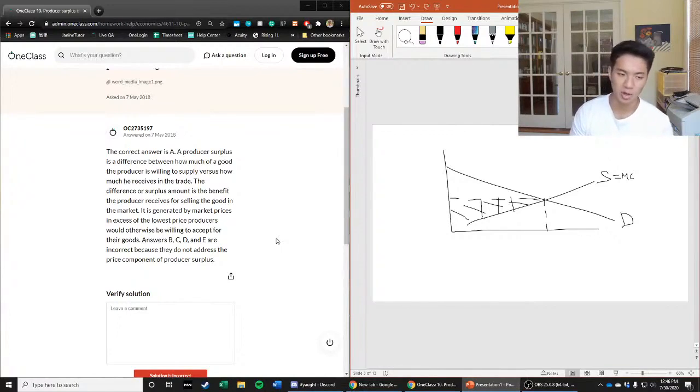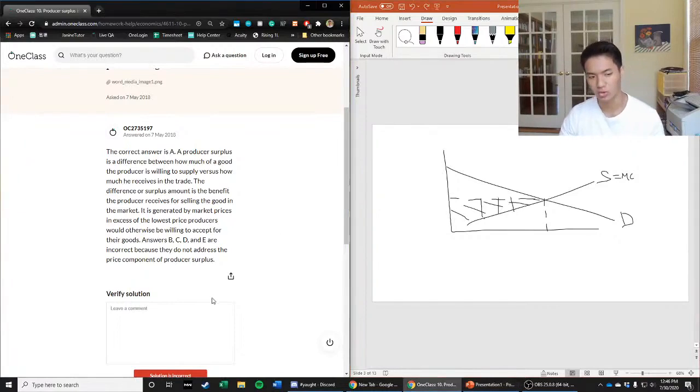It is generated by market prices in excess of the lowest price producers would otherwise be willing to accept for their goods. Answers B, C, D, and E are incorrect because they do not address the price component of producer surplus. Good.